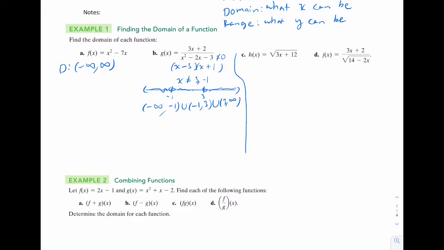For this next one, we have a radical. Recall if you have a radical of a box, the box must be 0 or greater. So for this one, just write 3x plus 12 is greater than or equal to 0. So 3x is greater than or equal to negative 12. X is greater than or equal to negative 4. And as an interval, that would be negative 4 to infinity. Now to make it more clear, I better highlight these.